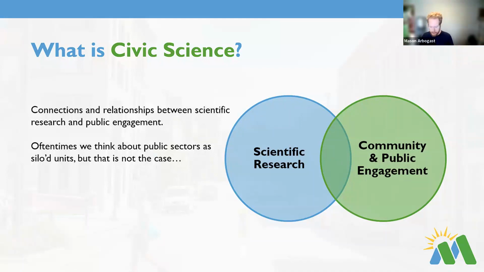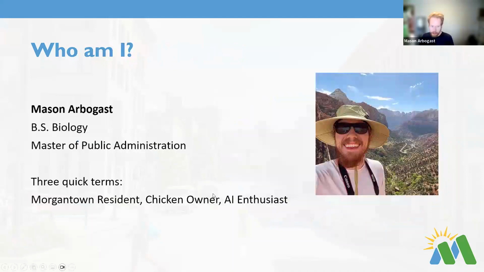But first, maybe wanted to just briefly tell you about myself, why I'm talking about this. So I have been around in Morgantown for a couple of years, about 8 years now. I got my undergrad in biology. Initially wanted to go to med school, and then started to realize it was a little bit more about the people and the social side of things that I was interested in. And then that's when I went ahead and went on to get my master's degree in public administration.